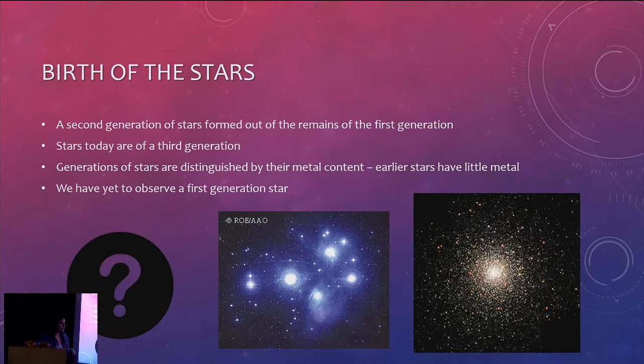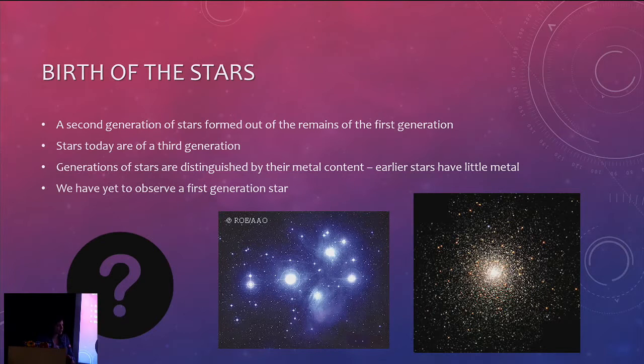So the first generation stars didn't last very long, and when they went supernova, their remains were incorporated into a second generation of stars. And so stars today are of a third generation, made out of the remains of that second generation. When we observe stars, we can actually distinguish between the different generations, which is pretty cool, because we can do so by figuring out how much metal is in those stars.